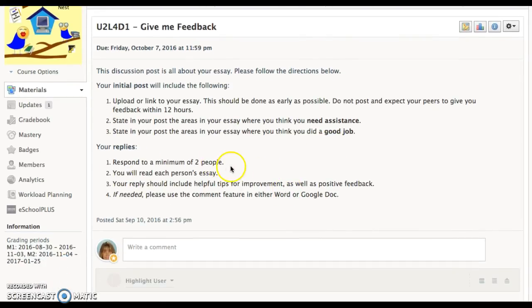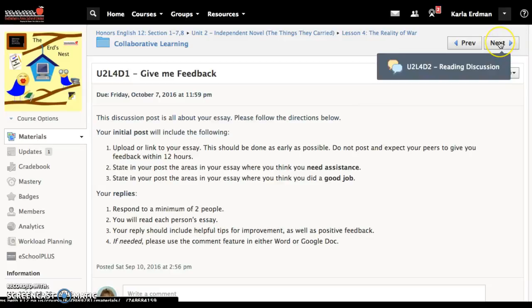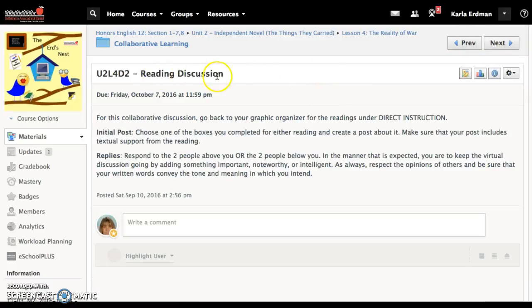Then you're going to go in and you need to actually respond to 2 different people. So what I'd like you to do is try to make sure that you go to someone who doesn't seem to have any feedback, because the whole point is to get as much feedback as possible for the writing that you are doing. Remember that this essay is being done collaboratively, so stay away from the person who you are working with and go to other people's essays and help them out. Your next one is a reading discussion. This one actually has you going back to the graphic organizer and then under direct instruction, and here is your initial post and your replies.